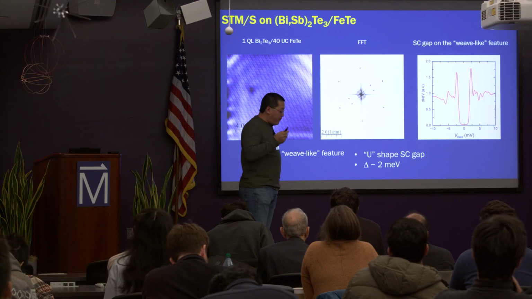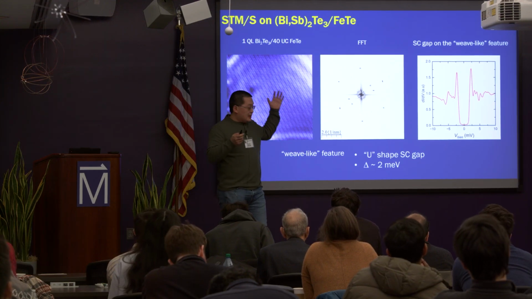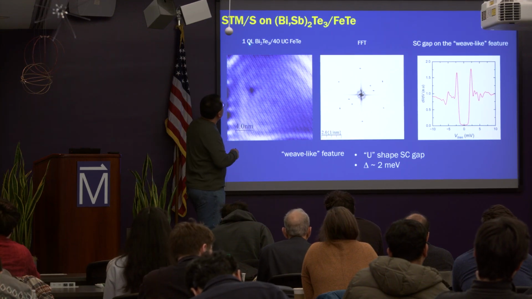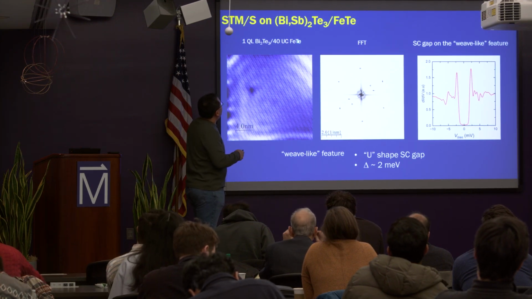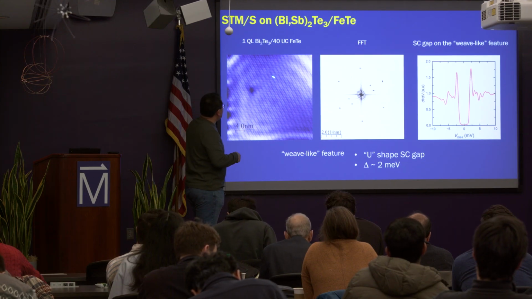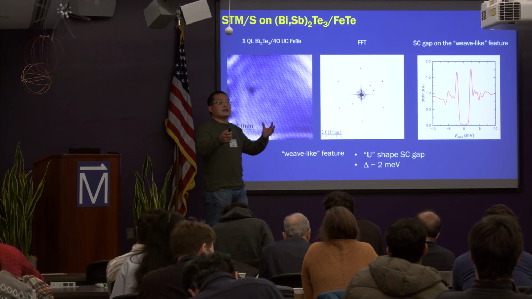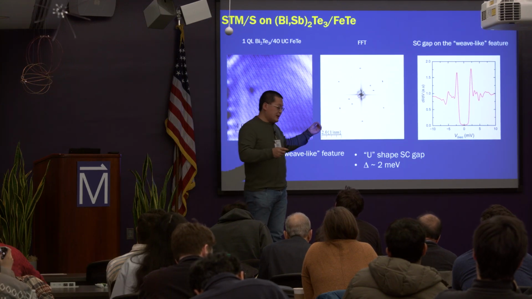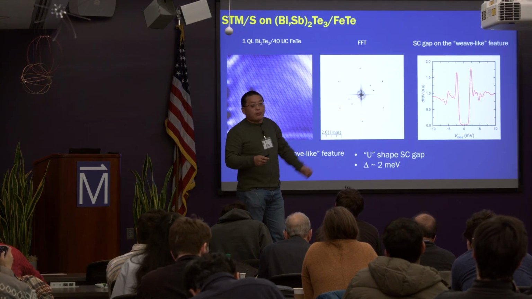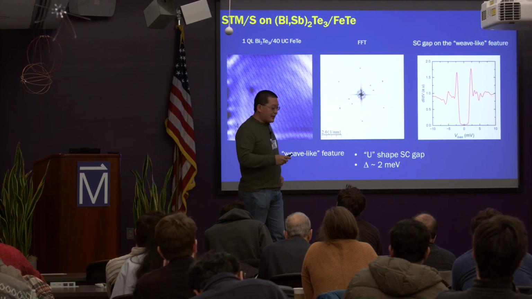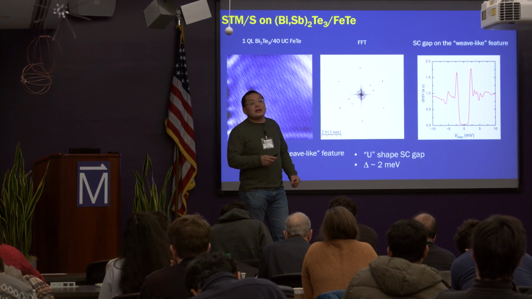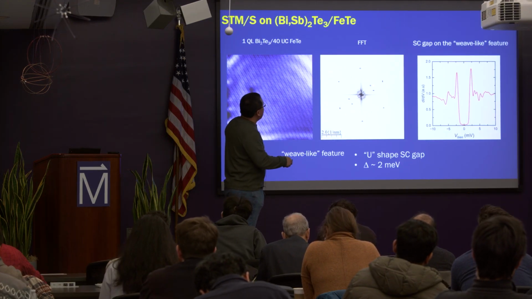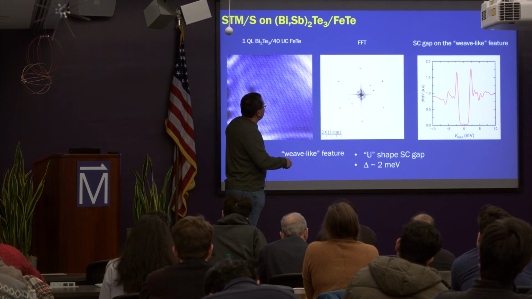Here we also performed STM studies on the bismuth antimony telluride and iron telluride samples. Here is 1 quintuple layer bismuth telluride and 40 unit cell iron telluride. We see wave-like features, a moiré structure induced by the tellurium atoms in the top bismuth antimony telluride and the bottom tellurium in the iron telluride layers. Here we can see the lattice peak, and this is the moiré-induced structure.